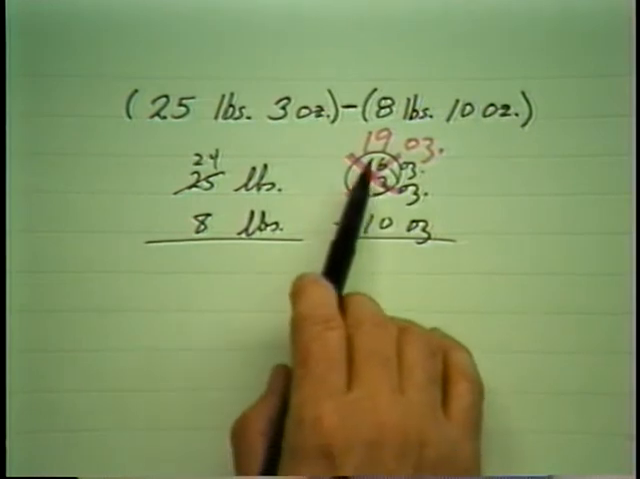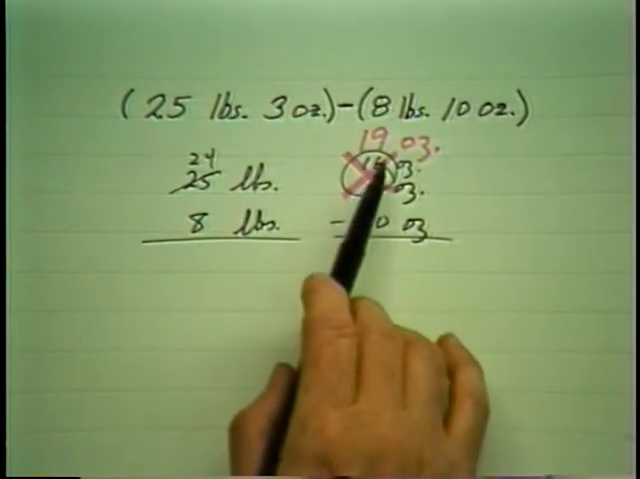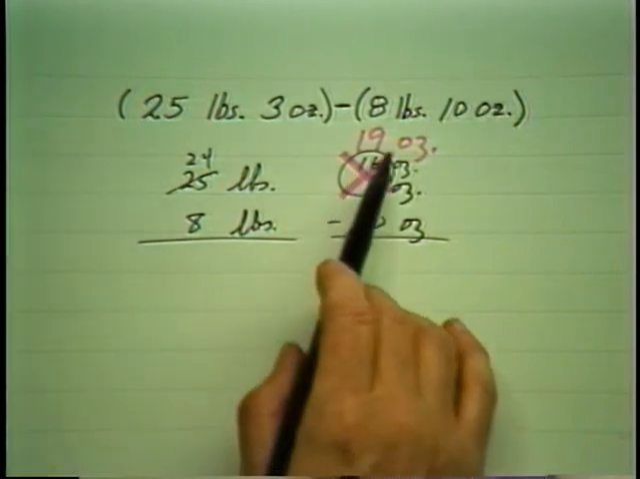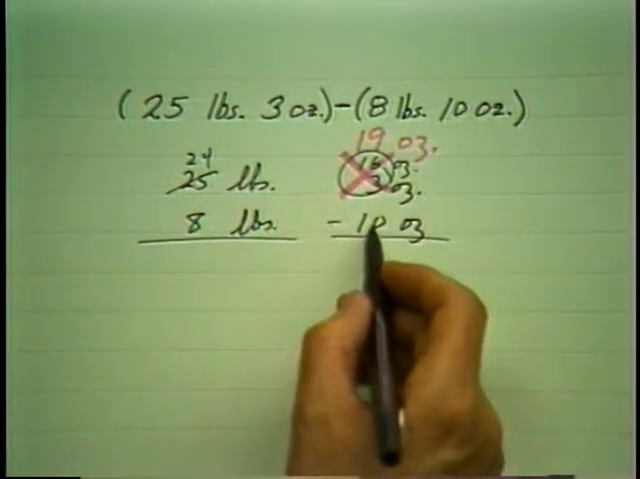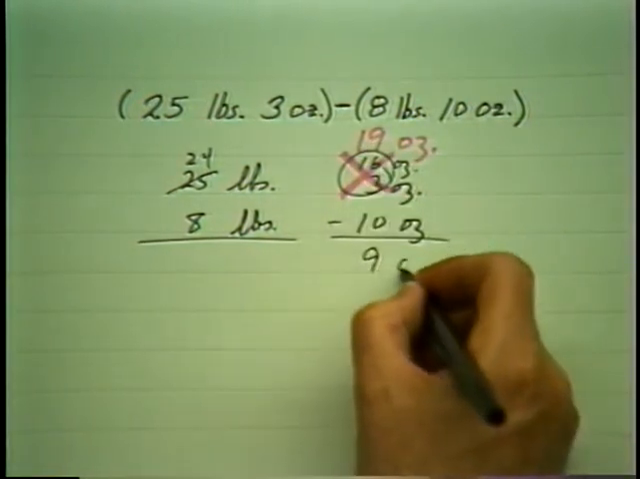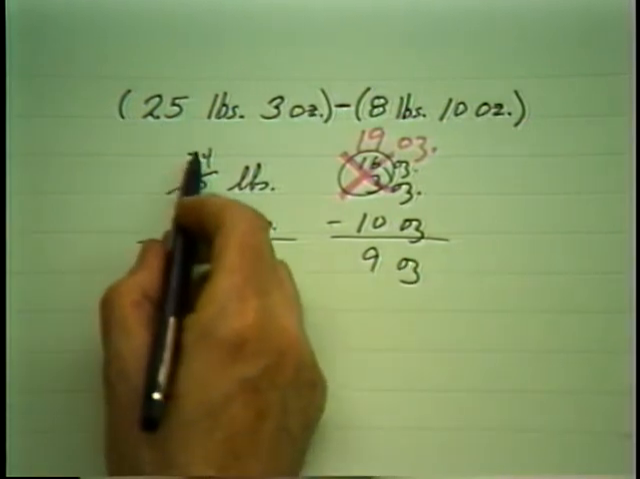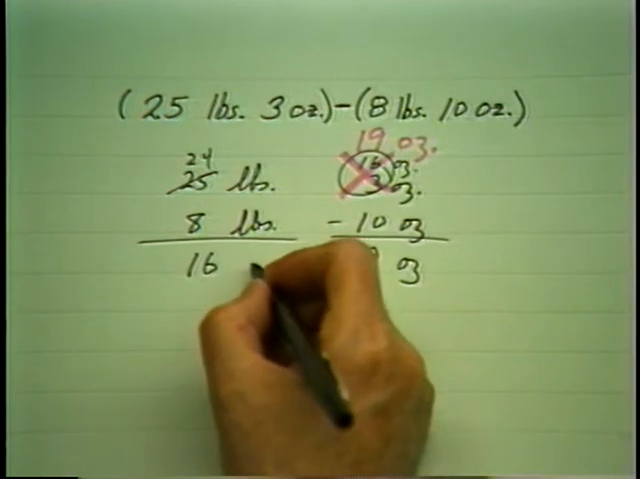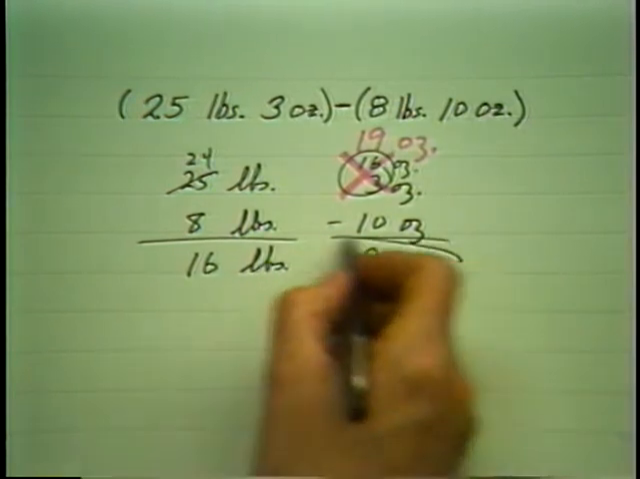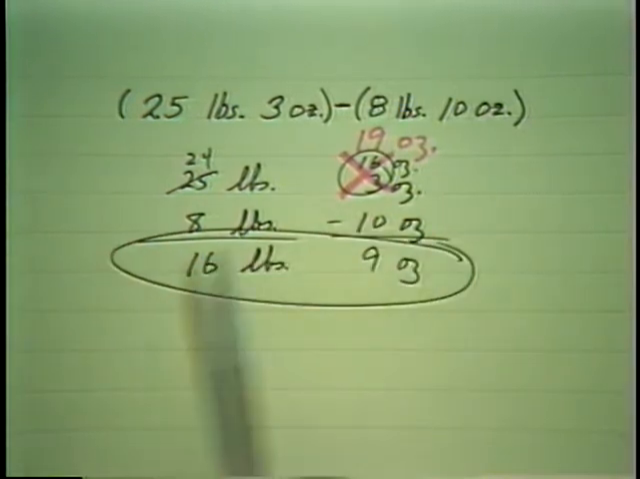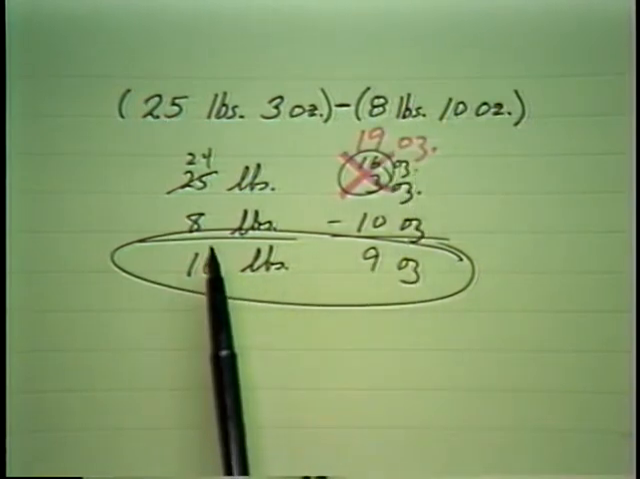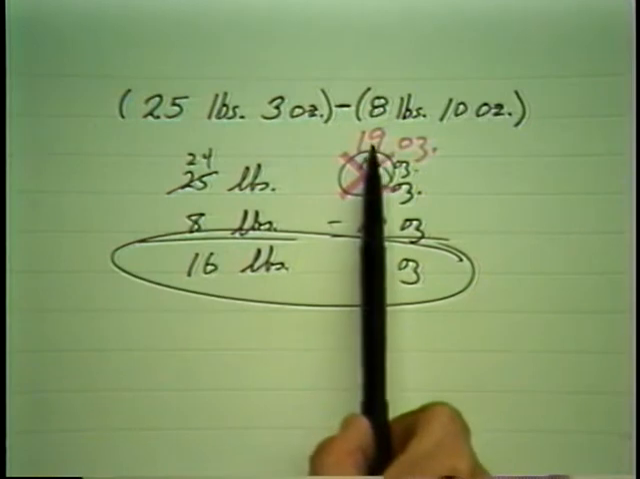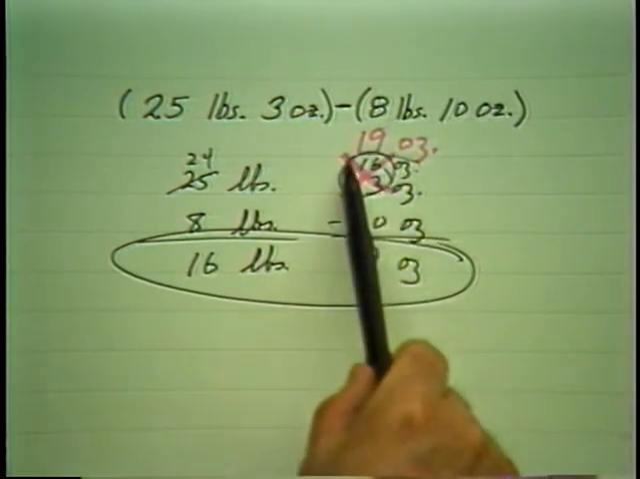But our 16 plus 3 ounces, a 3 originally with the 16 I borrowed from the 1 pound, gives me 19 ounces, and 10 ounces will subtract. And of course 8 pounds from 24 pounds is 16 pounds. And I'm done. So sometimes you have to carry units and sometimes you have to borrow units, but be very careful that you borrow an equivalent amount of units.